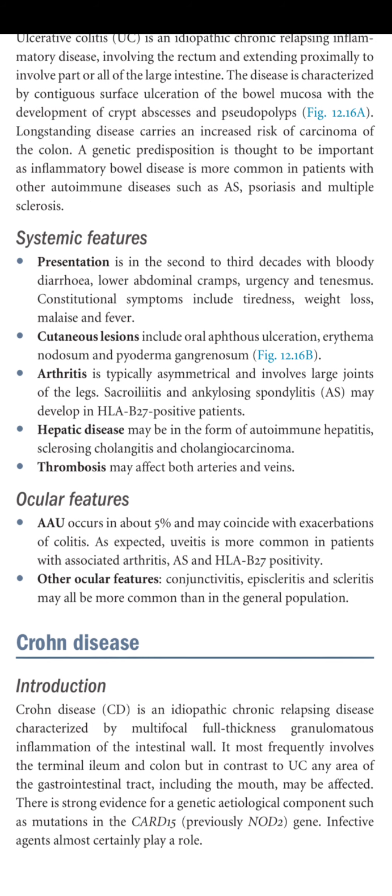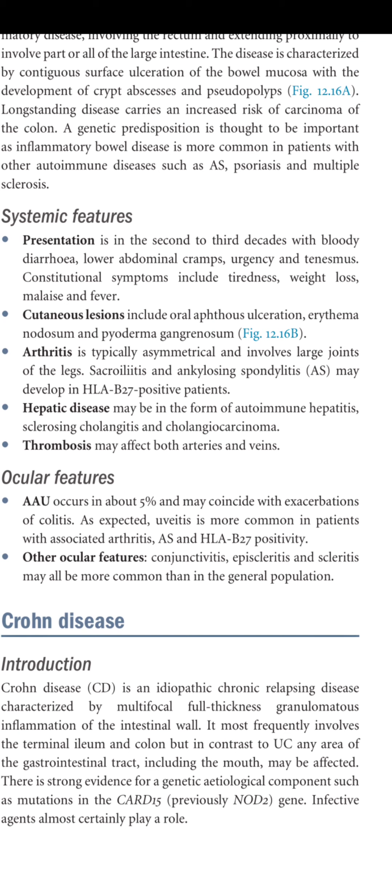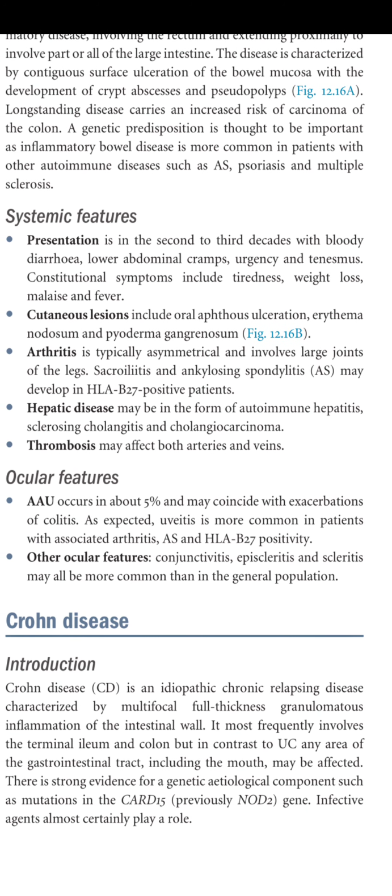There are going to be some cutaneous lesions, including oral aphthous ulcer, erythema nodosum, and pyoderma gangrenosum. Arthritis is typically asymmetrical and involves large joints of the leg. Sacroiliitis and ankylosing spondylitis may develop in HLA-B27 positive patients. Hepatic disease may be in the form of autoimmune hepatitis, sclerosing cholangitis, and cholangiocarcinoma. Thrombosis may affect both arteries and veins.